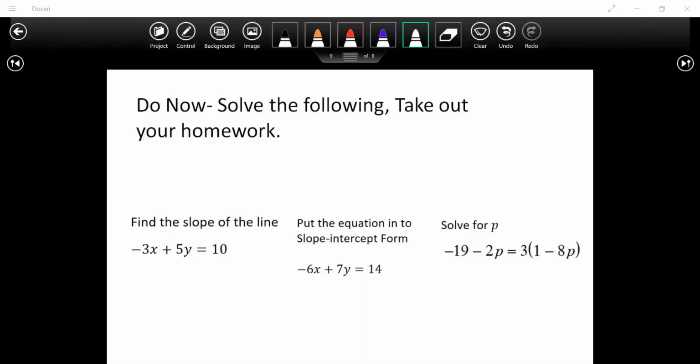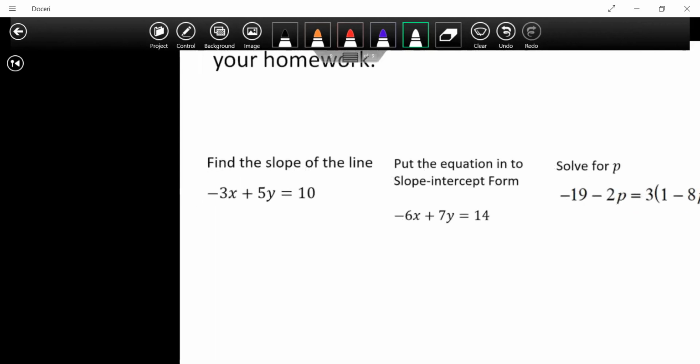We want to be able to solve these three different types. You guys will see them on your test. Our first one here: find the slope of the line. There's two ways to do it. You can use the equation m is equal to negative a over b. We're in standard form. We're going to get negative 3 as our a, and b is our 5. So we should get 3/5.